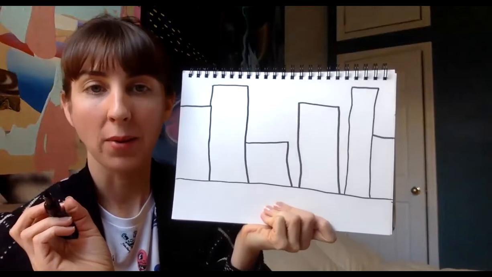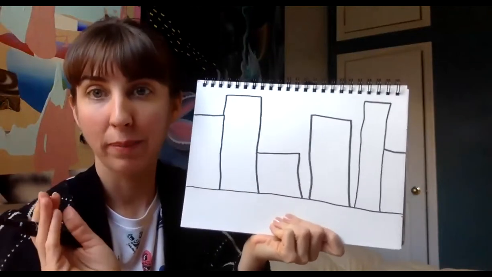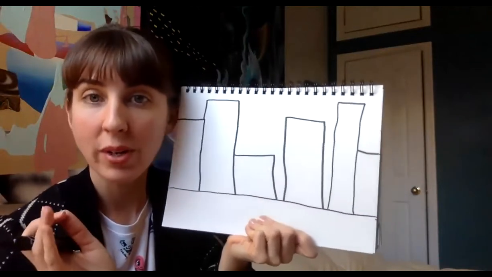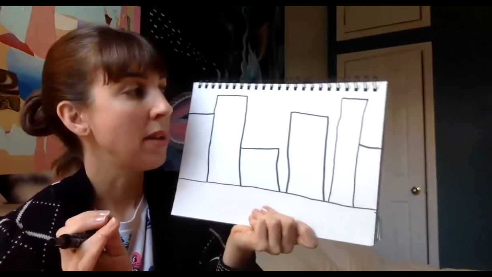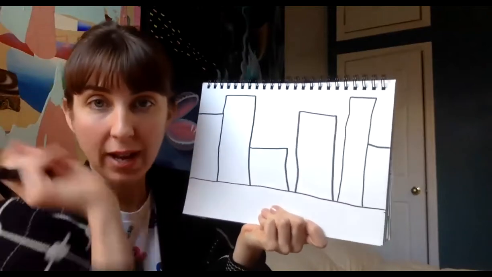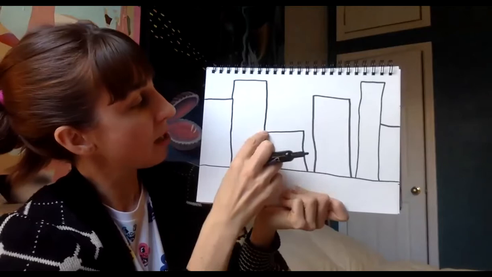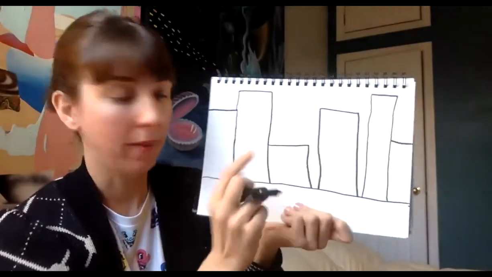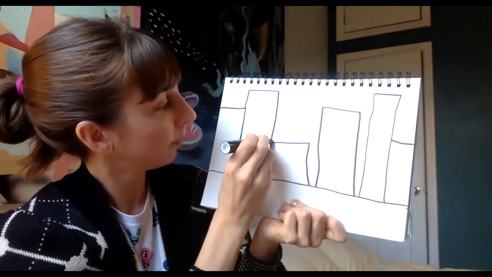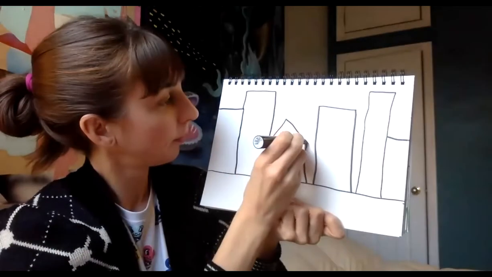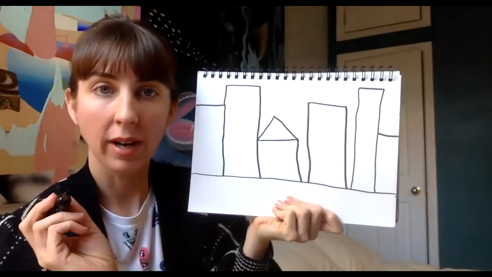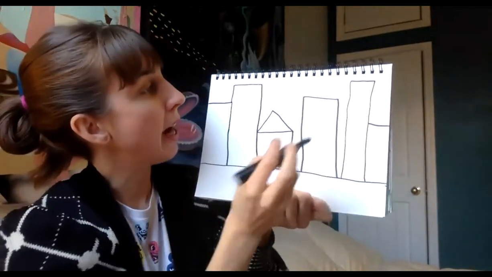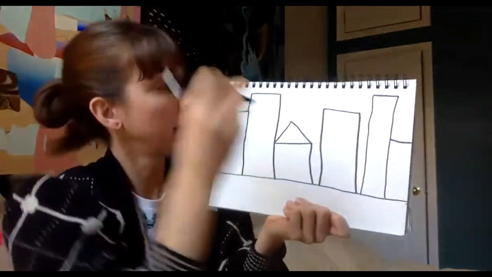Cool. Okay. Now this is the fun part. We can start adding windows and doors, maybe interesting shapes for rooftops. Okay, maybe you see this short one that I put here? I think I'm going to add a triangle on top of that one. All right, maybe this one I'm going to add a curved top.